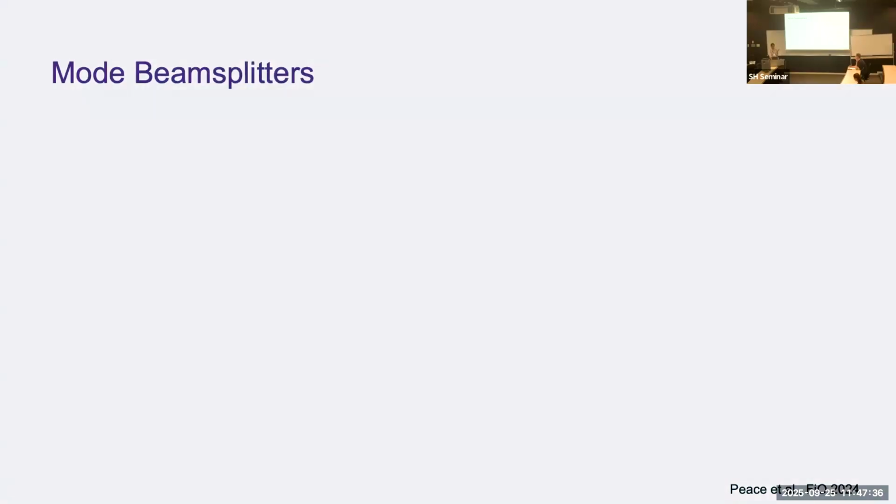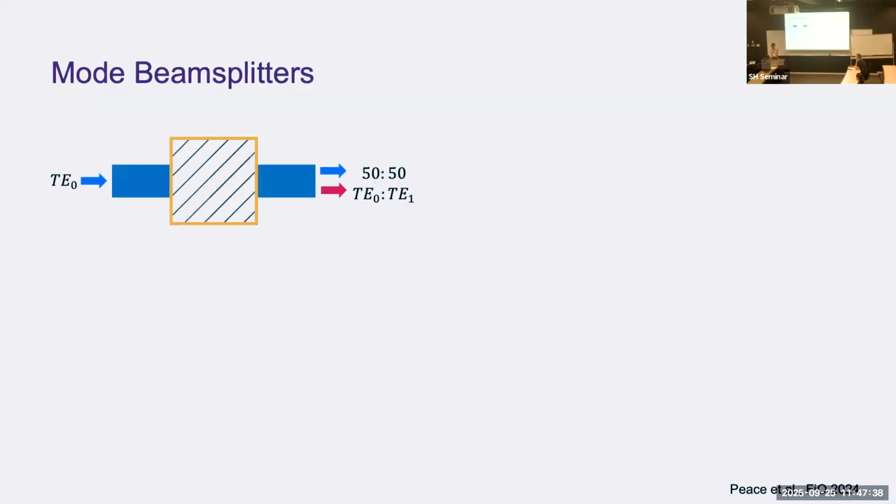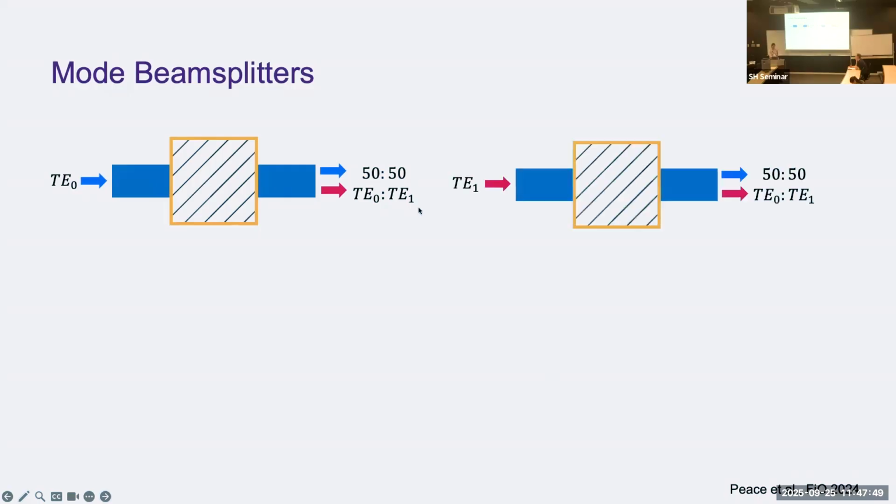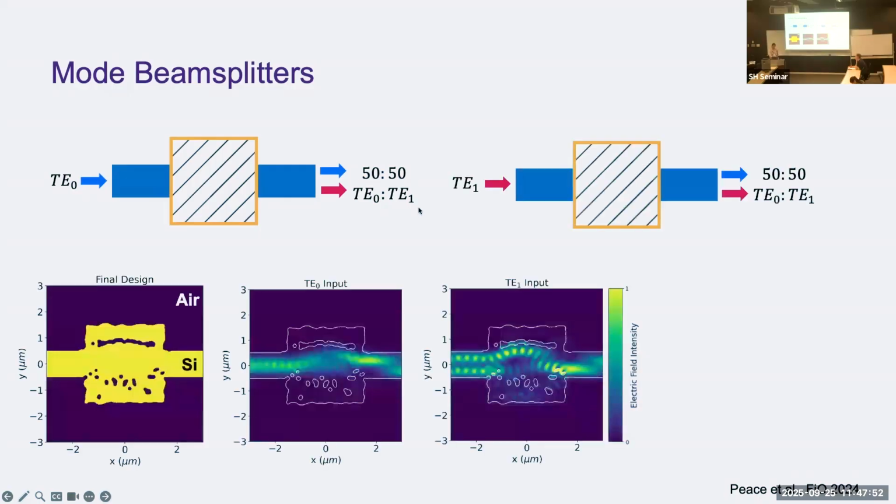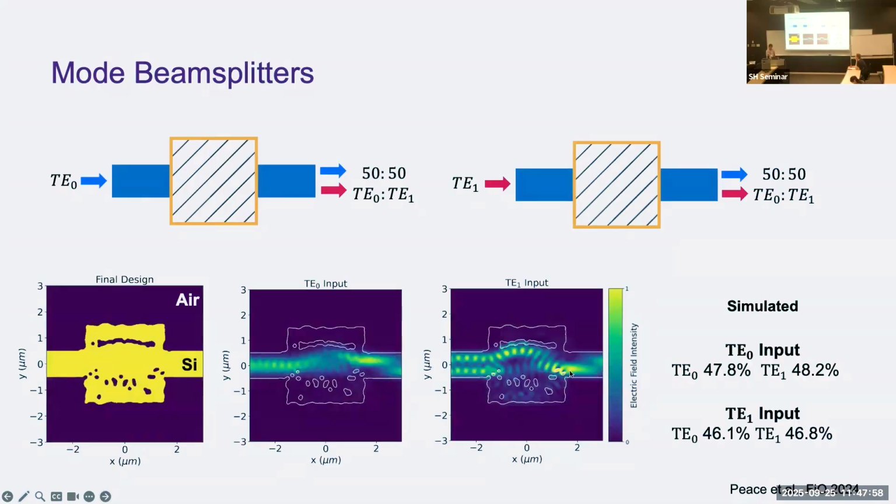The other thing I need is a mode beam splitter. So this is a beam splitter on chip. I have a TE0 going through this device. After that, it's going to be 50-50 in TE0 and TE1. It's a mode beam splitter. Okay, the device looks like this. This is the simulation. And we simulate it. It's not perfect, but we just fabricate it. Let's see what we get.